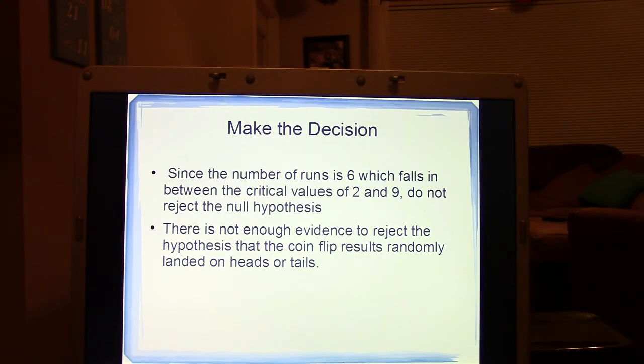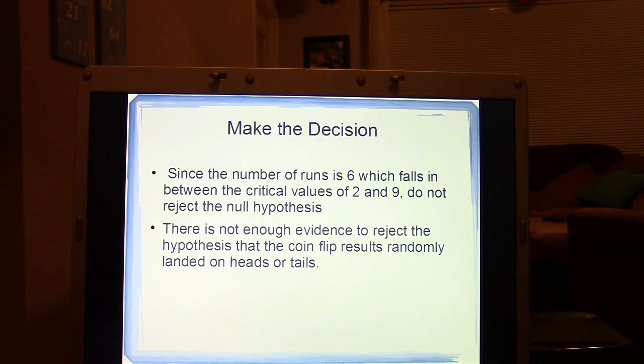So now I must make the decision. Since the number of runs is 6, which falls in between the critical values of 2 and 9, do not reject the null hypothesis, because there's not enough evidence to reject the hypothesis that the coin flip results randomly landed on heads and tails. So with this example, we find that the coin flipped was truly random.